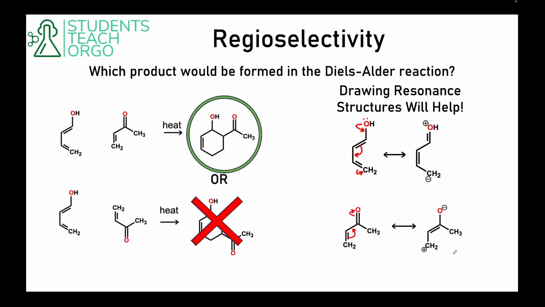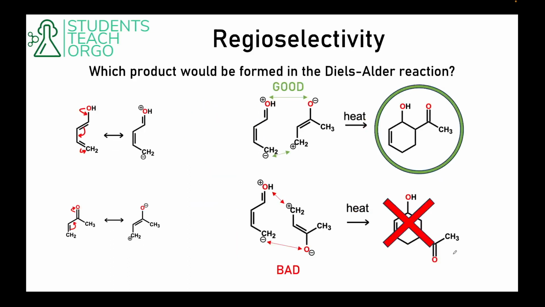Now, just looking at those resonance structures, it may not be clear how that helps us determine the regioselectivity, but if we go on to the next slide here, you can see that when you line up the diene and dienophile, and these are those resonance structures that I just showed on the previous slide, the correct regioselectivity comes from this arrangement of the negative charge and the plus charge being next to each other, and then this plus charge and this minus charge being next to each other.